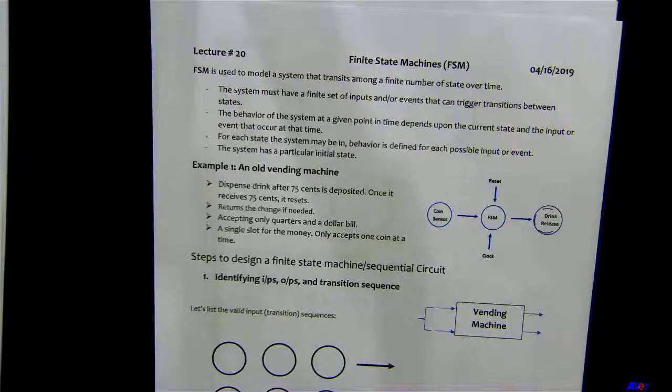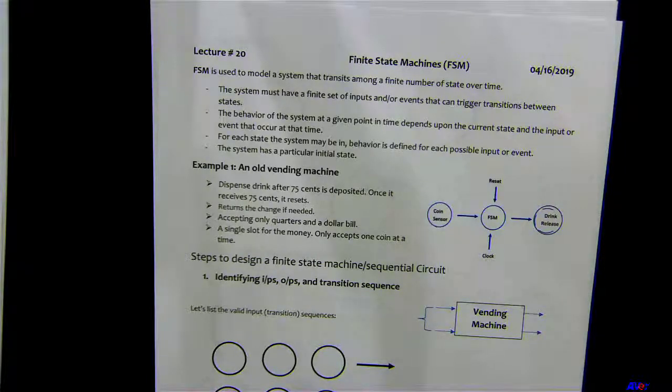Today's lecture is actually going to be on finite state machines. Anybody know what finite state machines are? So any digital system is a finite state machine, be it a calculator or some vending machine or an ATM machine or even your computers. Those are referred to as finite state machines.